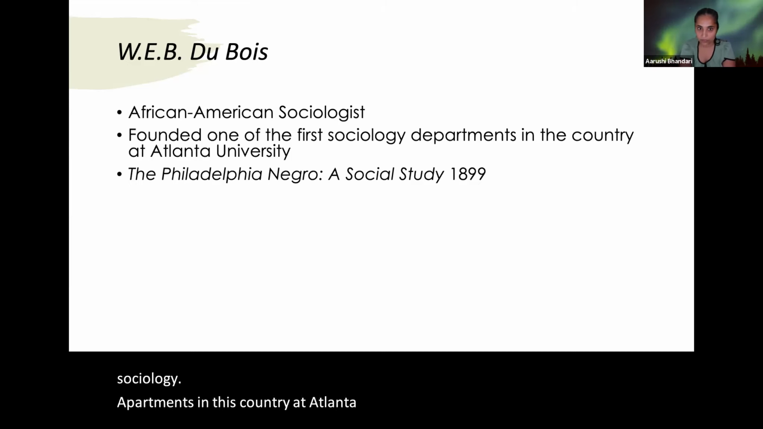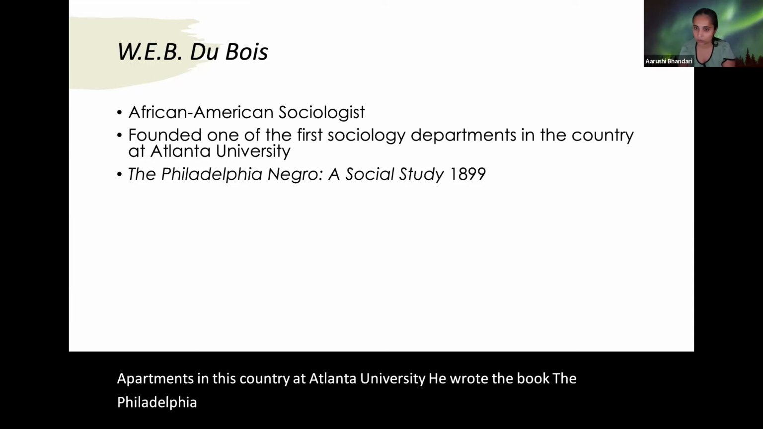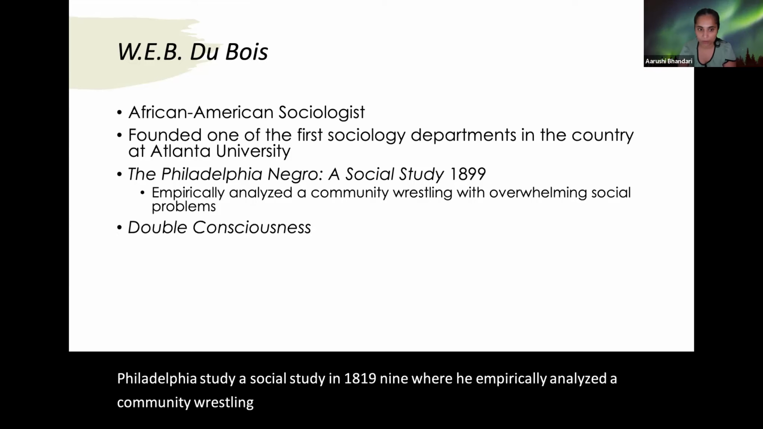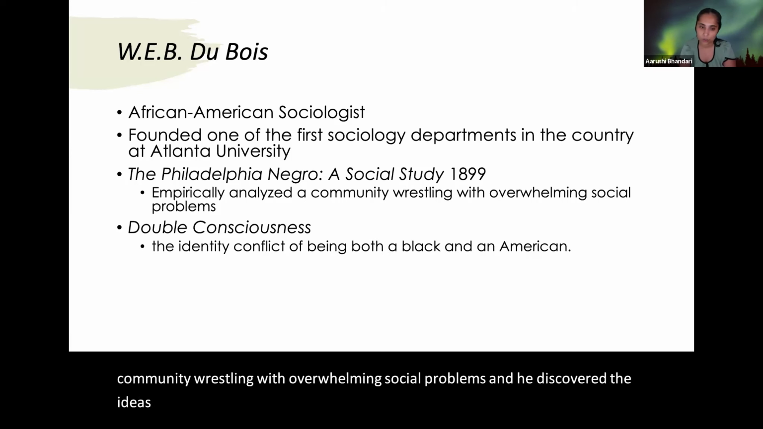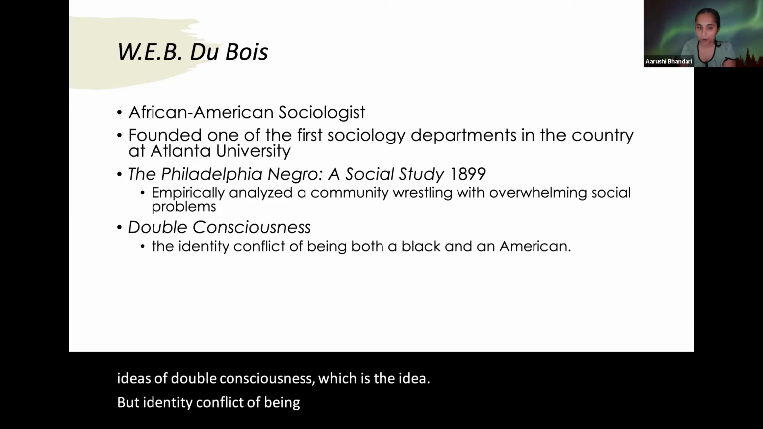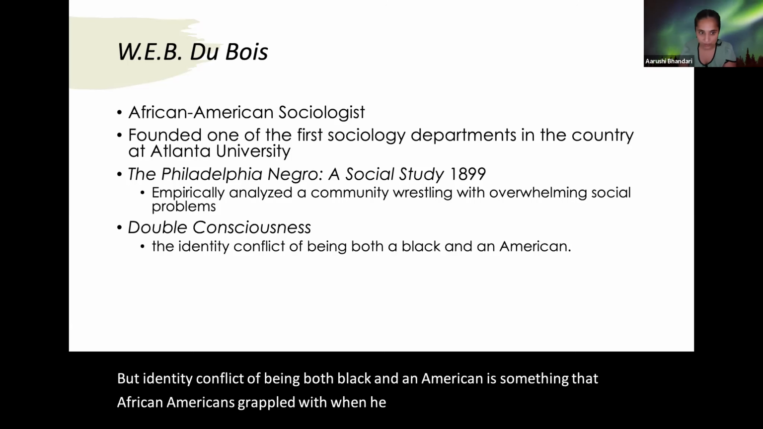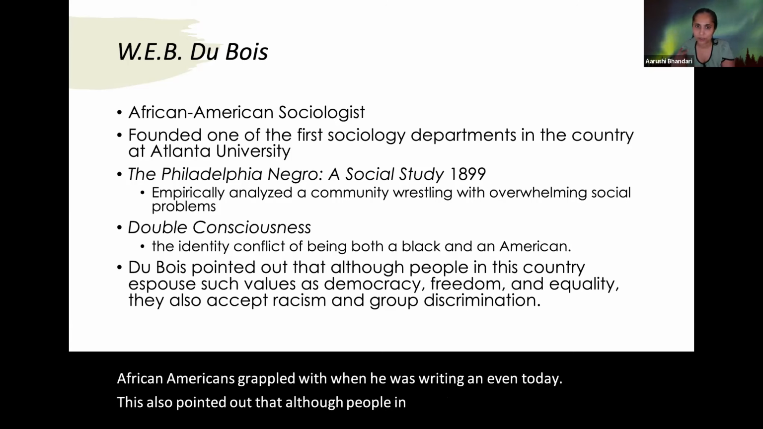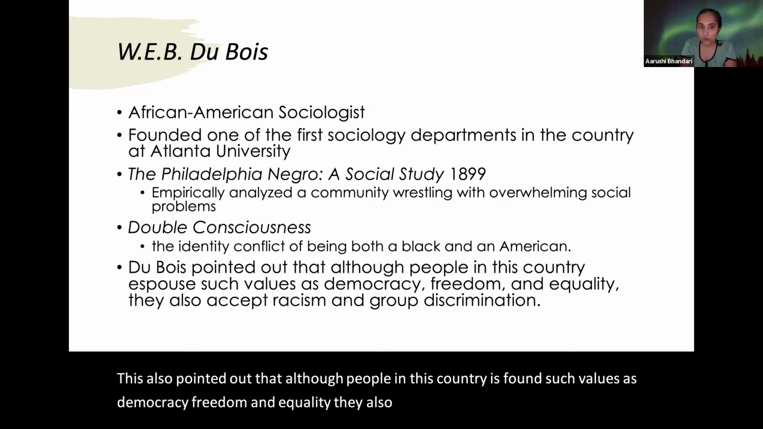He wrote the book, The Philadelphia Negro Study, a social study in 1899, where he empirically analyzed a community wrestling with overwhelming social problems. And he discovered the idea of double consciousness, which is the identity conflict of being both Black and an American, something that African Americans grappled with when he was writing and even today. Du Bois also pointed out that although people in this country espouse such values as democracy, freedom, and equality, they also accept racism and group discrimination.